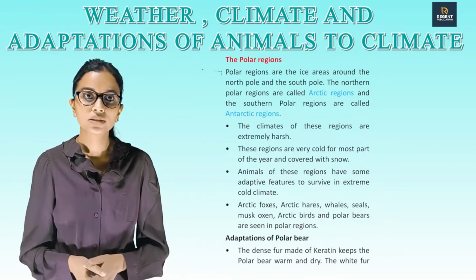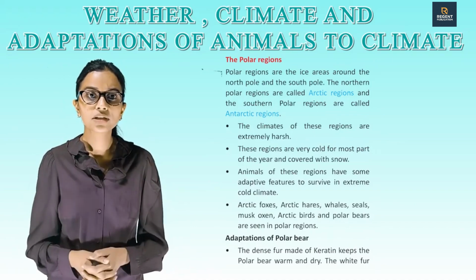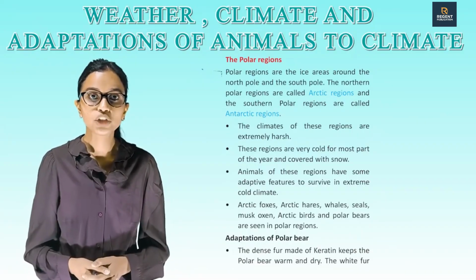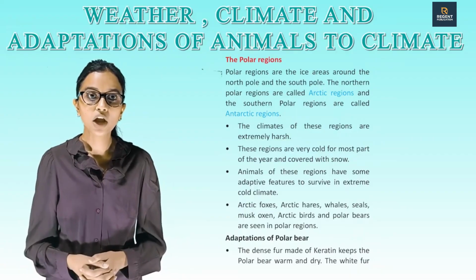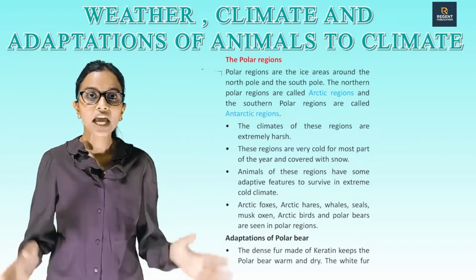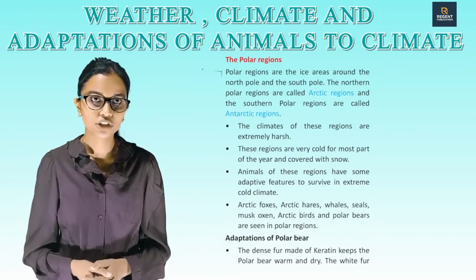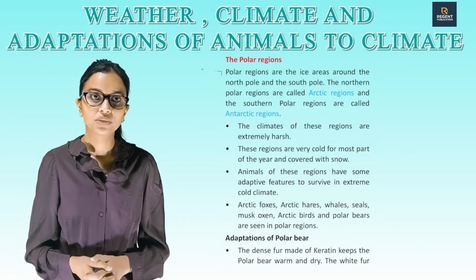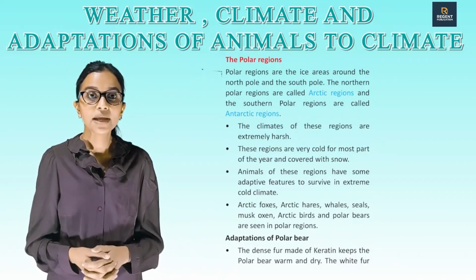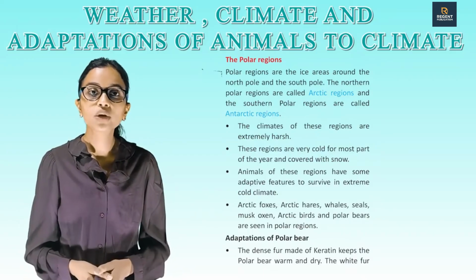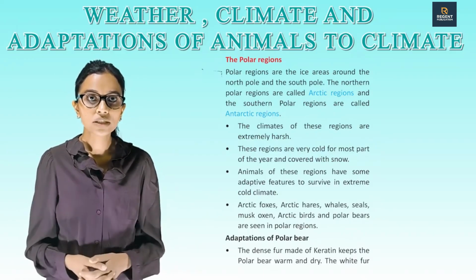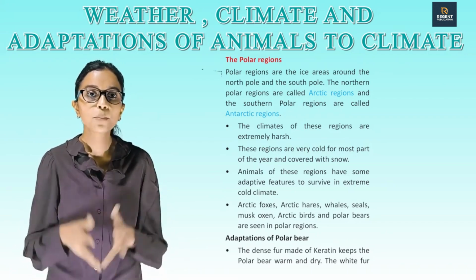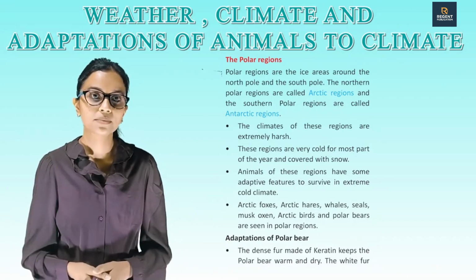The polar regions. Polar regions are the ice areas around the North Pole and the South Pole. The northern polar regions are called Arctic regions, and the southern polar regions are called Antarctic regions. The climate of these regions is extremely harsh. These regions are very cold for most part of the year and covered with snow. Animals of these regions have some adaptive features to survive in extreme cold climate. Arctic foxes, Arctic hares, whales, seals, musk oxen, Arctic birds, and polar bears are seen in polar regions.